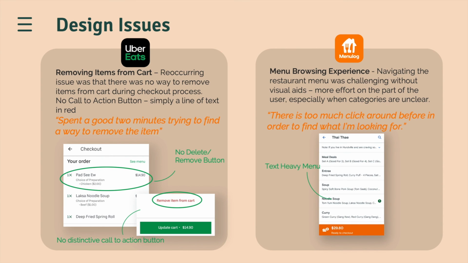As for design issues, a recurring issue identified by users was that there was no way to remove items during the checkout process in Uber Eats, and the only way to do so was to tap on an item to reveal a new page, scroll down to the bottom of the page, and find the red text, which visually lacked any presence and any defined call to action. A major design issue in Menulog is the menu itself. The low glanceability and the lack of visual content, as noted in the observations, was the main point of frustration for users.